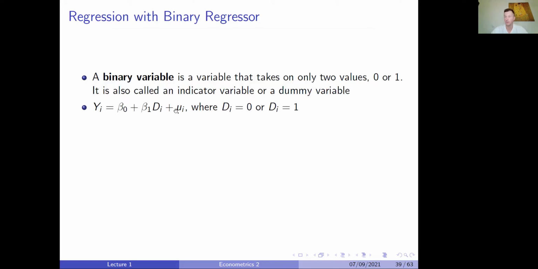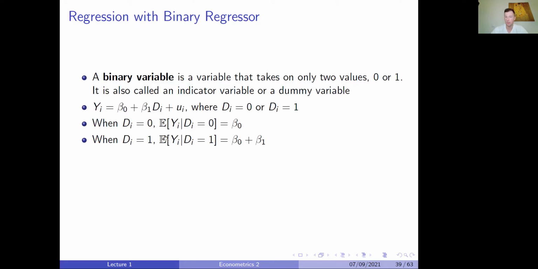So suppose we have the following model: y equals beta 0 plus beta 1 d plus u, and d equals 0 or 1. Those are the two possible values of this dummy or indicator variable. This is very simple. When d is 0, the conditional expectation of y is just beta 0. When d is 1, you plug 1 in, and the conditional expectation of y is beta 0 plus beta 1.